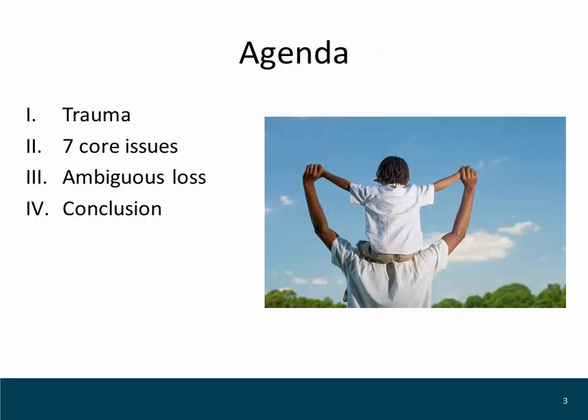Welcome to the module on loss, grief, and trauma. Today we'll focus on how trauma impacts the brain development of children and adolescents, and permanency and adoption stability for children and their families. We will also learn about the 7 core issues in adoption and a specifically relevant type of loss called ambiguous loss.